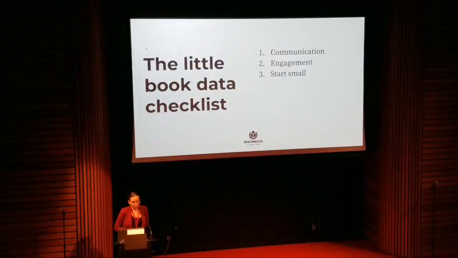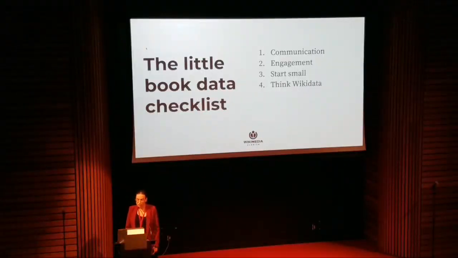Three, start small. Just uploading the first couple hundred items gave us a taste of how the data is structured, what challenges we are going to meet when mapping and uploading the data. Four, think Wikidata. Think about how the data will work in the existing infrastructure. In our case, there is an external identifier property on Wikidata, the Libris URI, which we use to connect the books to the library catalog. And the same property is also used for authority posts.